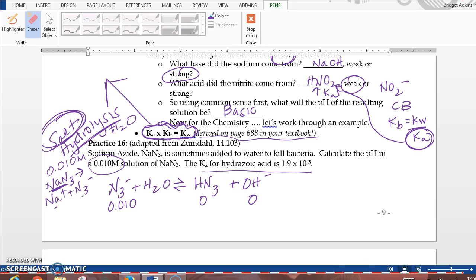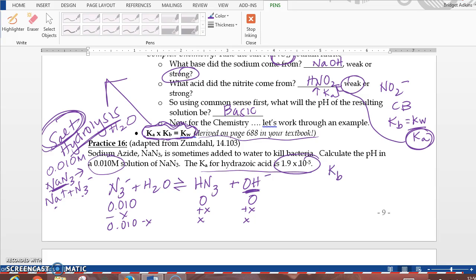All right, so we think about this equilibrium. We know it's going to shift right, so let's do minus x, and plus x. So we have 0.010 minus x, and x. Now, here is the most common mistake students make. They get this pretty ICE table, they see a K up here, and they're like, oh, I'm going to use that K. Here's what you have to check. This is a Ka, and we look at this equilibrium, and is this acidic? Absolutely not. So we don't need a Ka, we need a Kb.